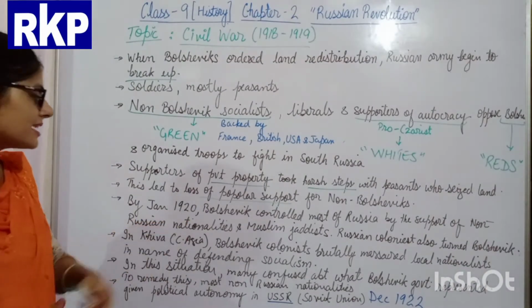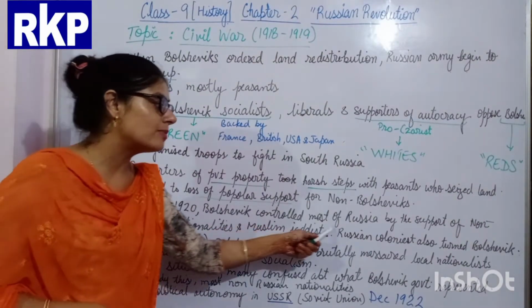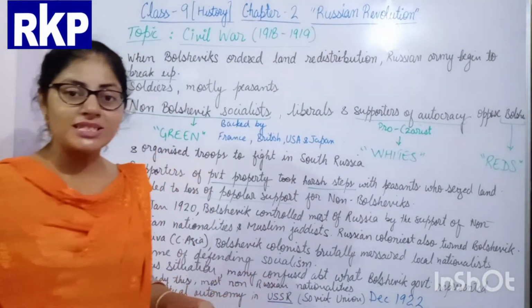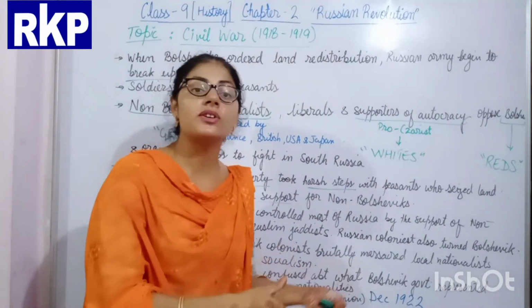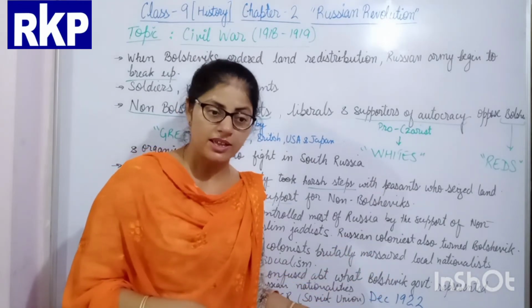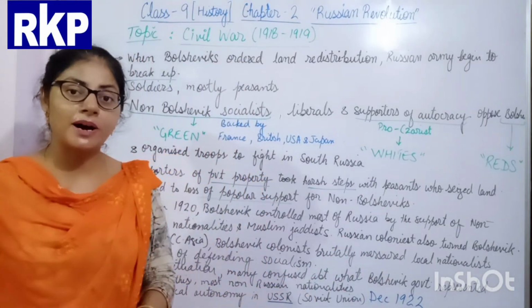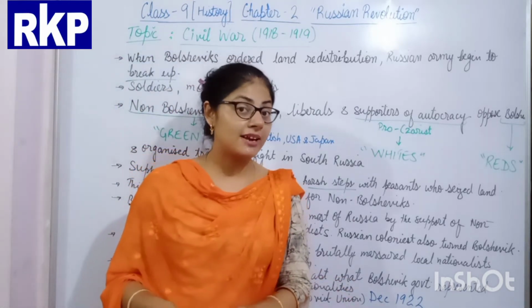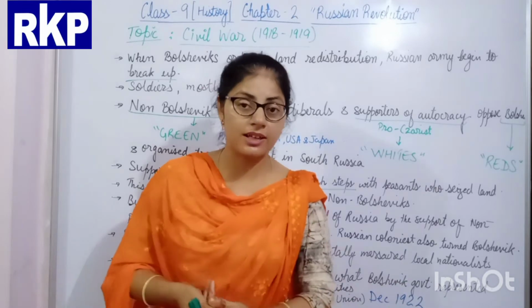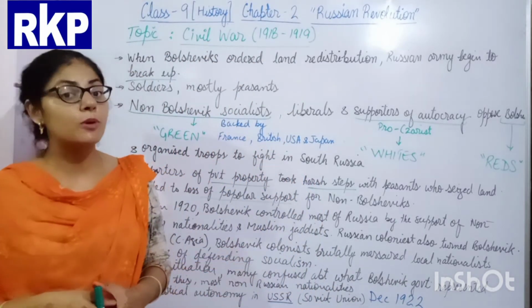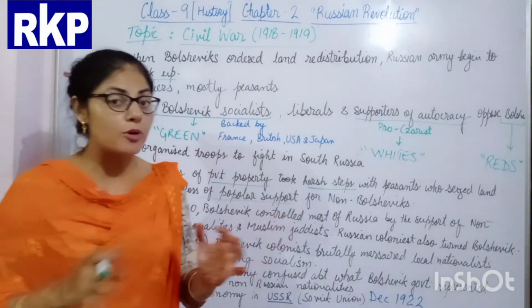By January 1920, the Bolsheviks controlled most of Russia. Obviously, because the peasants were in the majority in Russia, and when the Bolshevik party started speaking in favor of the peasants by giving them the land of the big landowners through redistribution, they came in favor of the Bolshevik party and its support became wider.